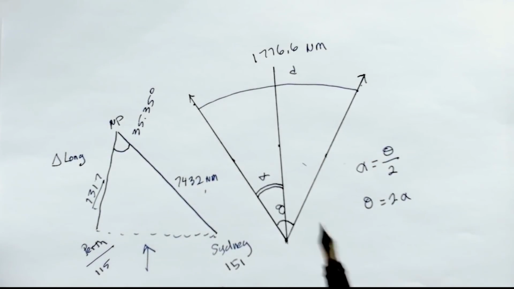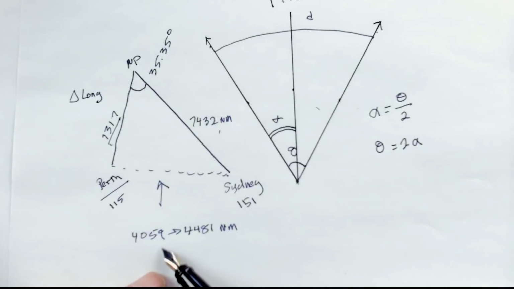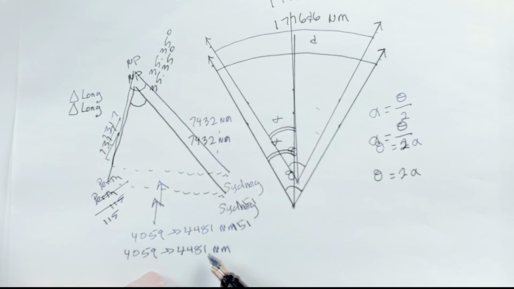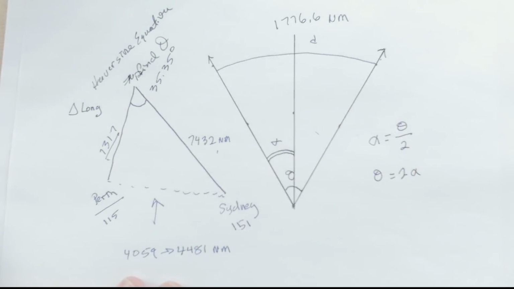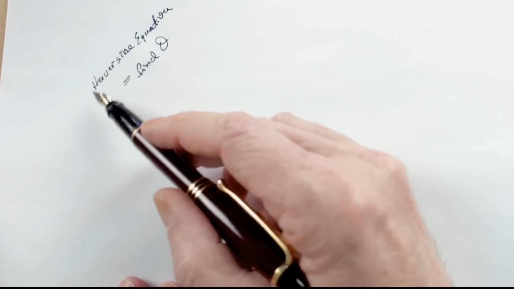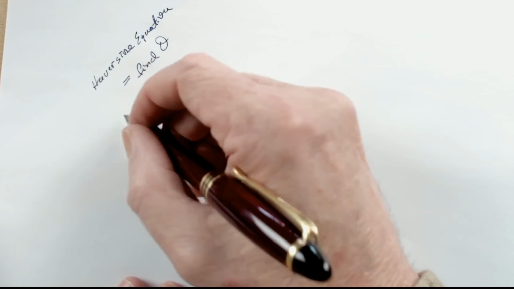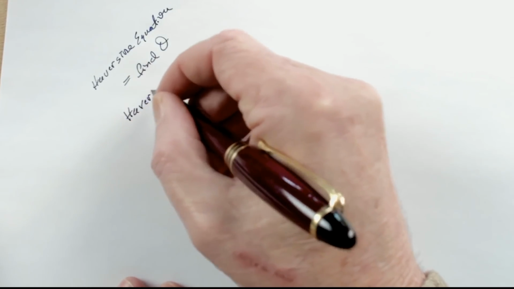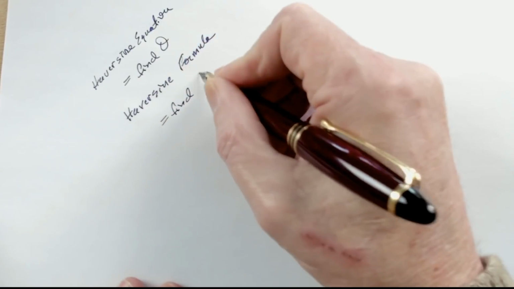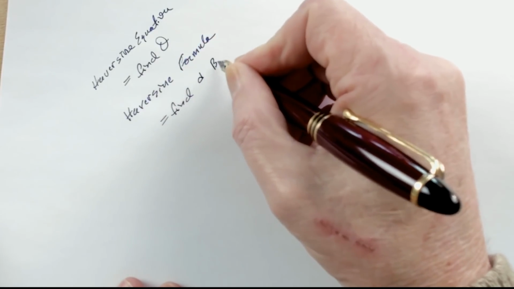1,776.6 nautical miles. It should be pretty easy to tell the difference between the two. I mean, this is more than double that. Well, let's finish this up. The Haversine equation is what we use to find angle theta. The Haversine formula, that's how we find the distance between 2 points.